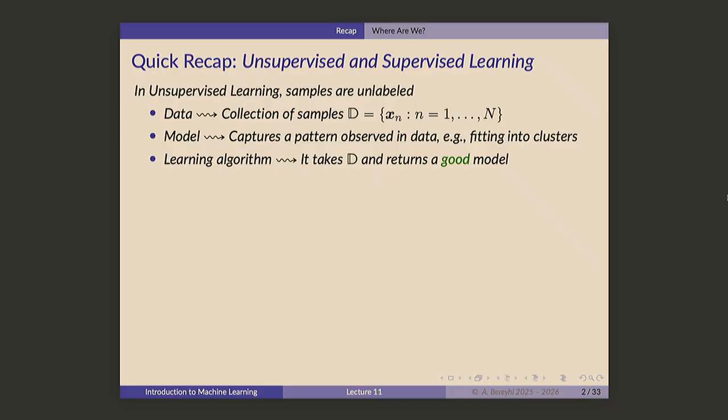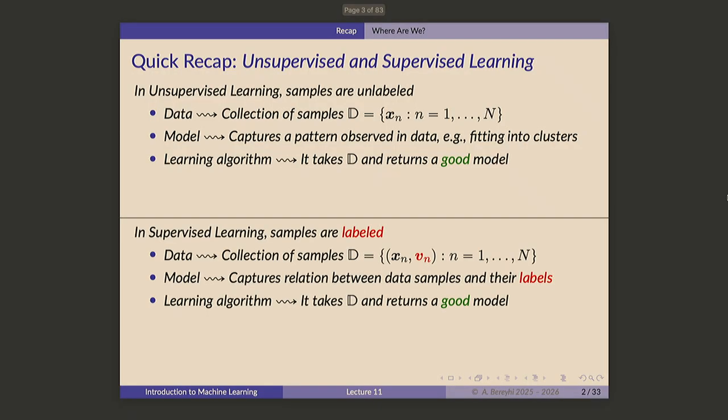The learning algorithm was looking into the data and trying to find a good model describing the pattern inside the data. This was unsupervised, and we had supervised learning as well, where your data is labeled. What you are looking for is the connection between the data and its label. And the learning algorithm in this case, what was that? I told you we always do maximum likelihood, right?